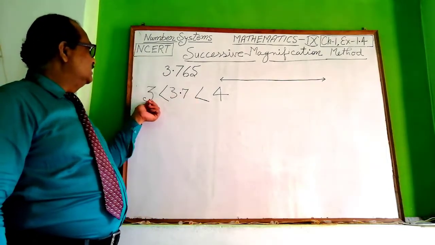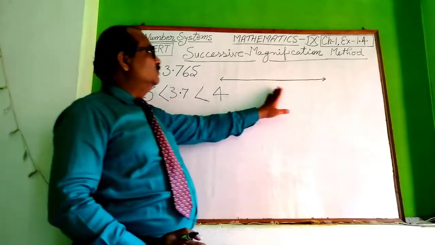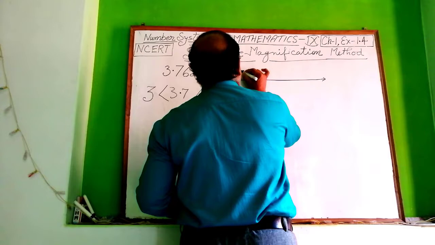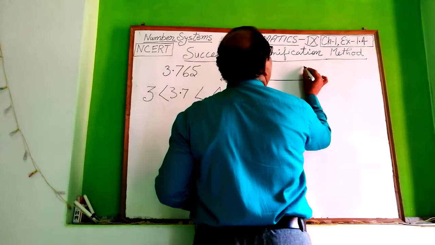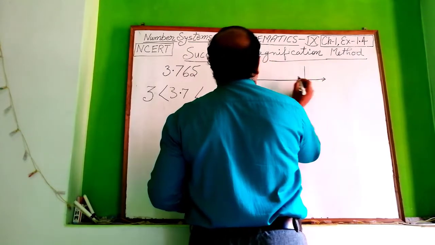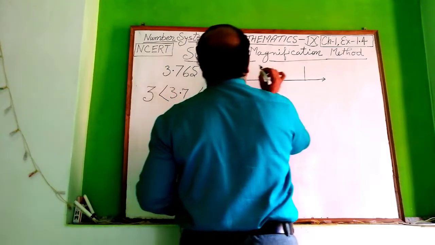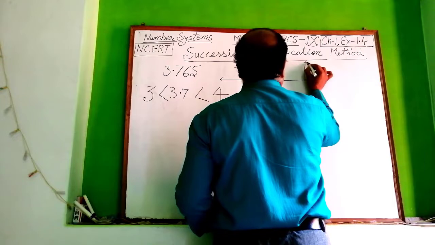3.7 lies between 3 and 4. So no need to represent all the points. I will represent only 2 points. One is representing 3, another is representing 4.